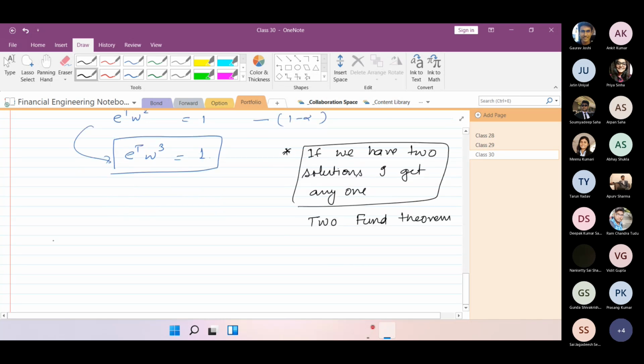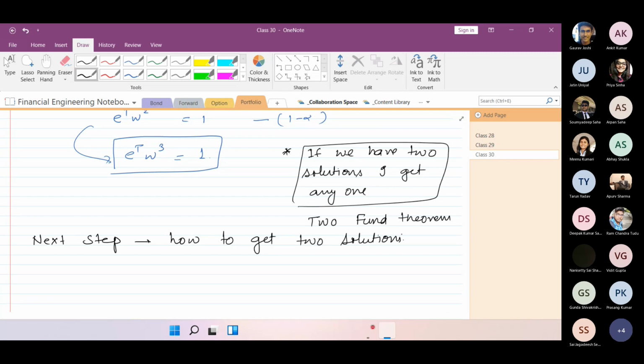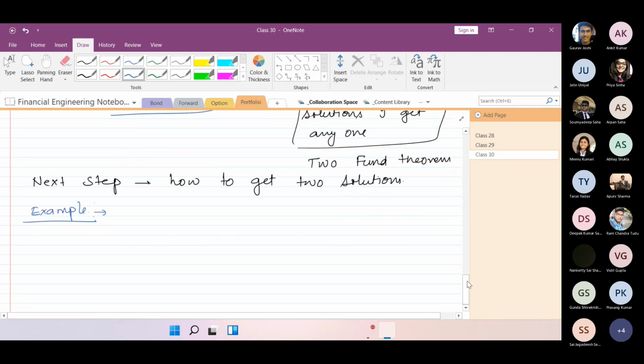So the next step would be how to get two solutions. Is it not? Yes or no? Yes, sir. For that, let's take a very simple example, and we will go step by step and discuss how we can actually get this.